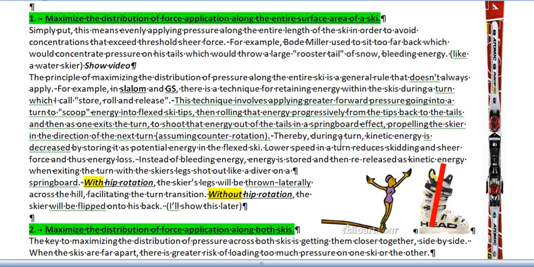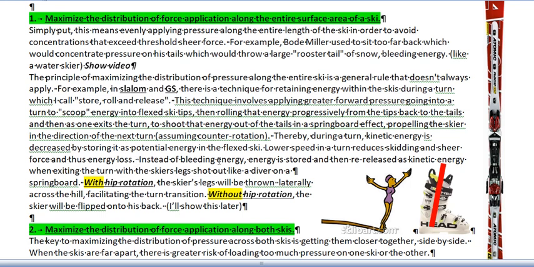Thereby, during a turn, kinetic energy is decreased by storing it as potential energy in the flex ski. Now, with decreased kinetic energy as you make that turn, the lower speed of the turn reduces the risk of breaking ice bonds, reduces skidding, all right? So you reduced your kinetic energy because you now have it stored in the flex ski, right? The reduced speed lets you reduce skidding and shear force, and thus you have less energy loss.